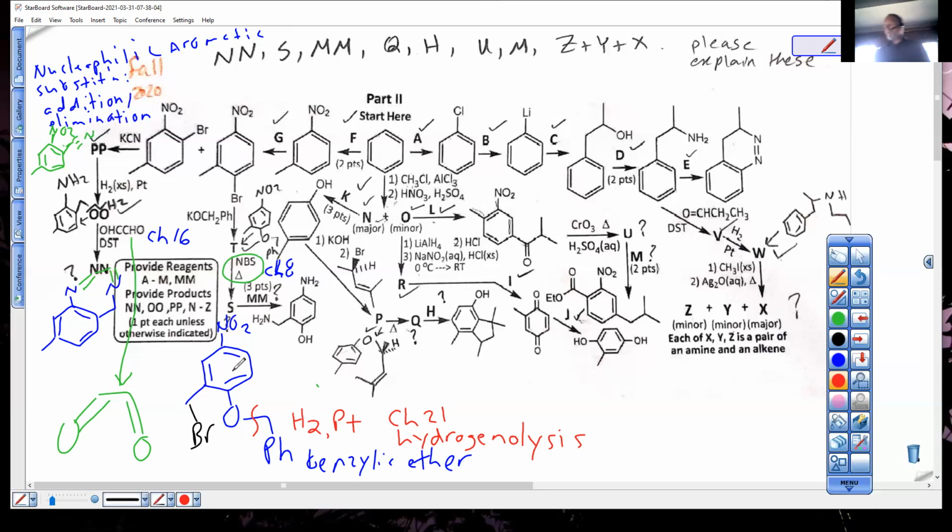A nice way to put an amine on a carbon that has a leaving group is to first react it with azide. So we're looking for reagents MM. Reagents MM start right here.